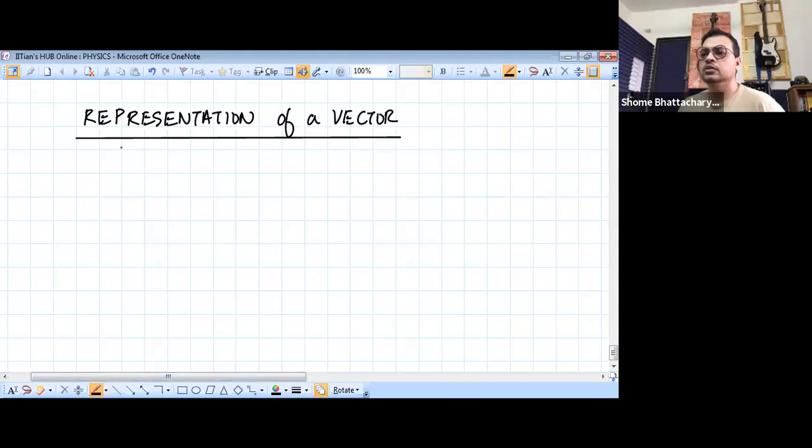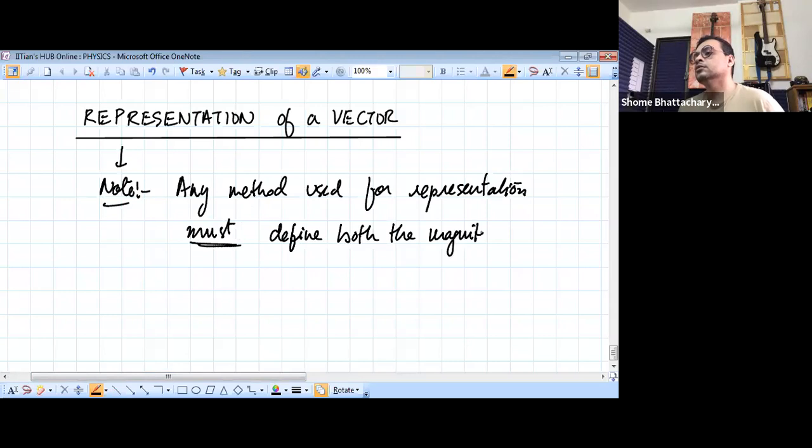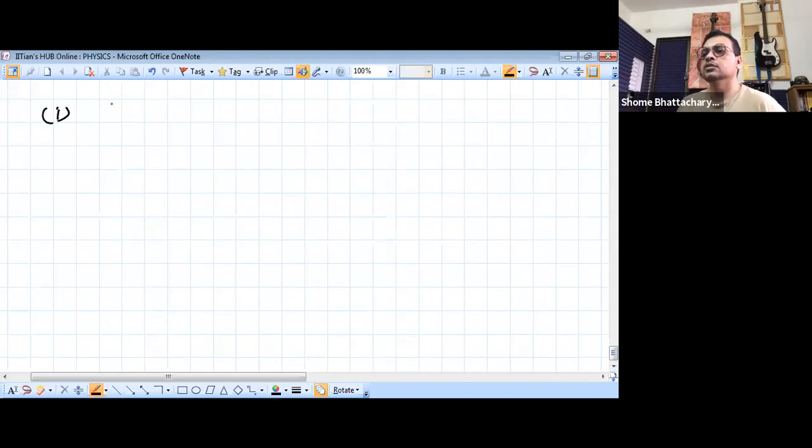The first method, but before we write down, let's understand. Any method used for representation must define both the magnitude and the direction. Must define both the things of a vector. If we are using some method to represent a vector which is giving information only of magnitude or only of direction, then it is not a proper representation. When will we say that our representation is proper? When it's giving information about both magnitude and direction. Okay. So now the first type of representation is called the geometrical representation.